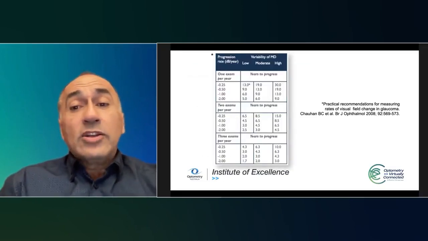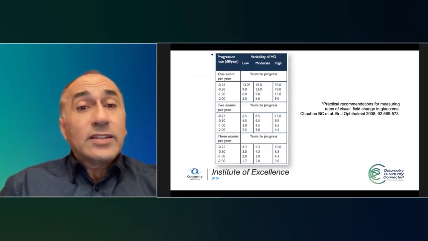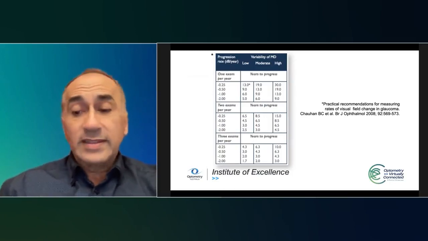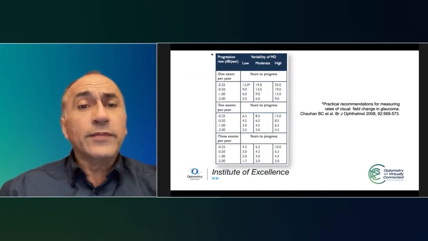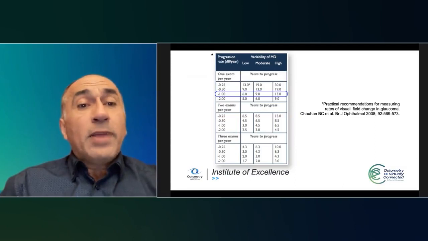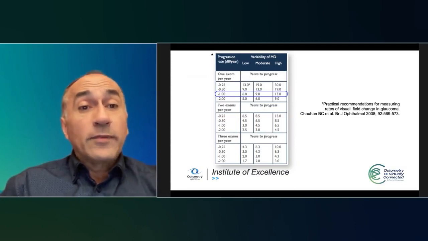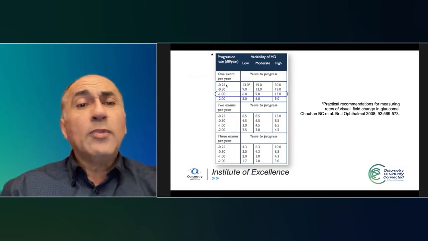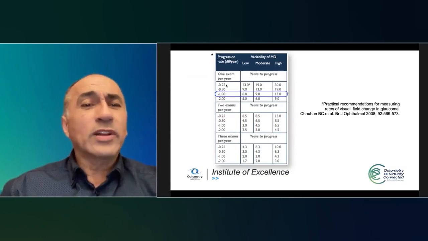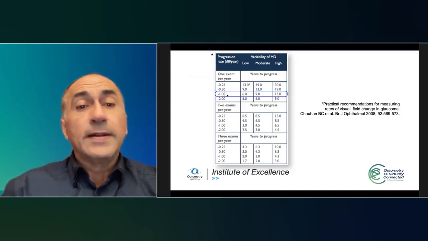So based on Chauhan's work in the late 2000s, they came up with this table. And it looks a bit confusing, but I'll highlight what we're looking at. We want to find patients that are losing more than 1 decibel of mean deviation a year, which is this column here. I'm not worried about the 1/4 decibel. They're not going to run into trouble. I'm looking for the ones that are losing 1 or maybe 2 decibels a year.